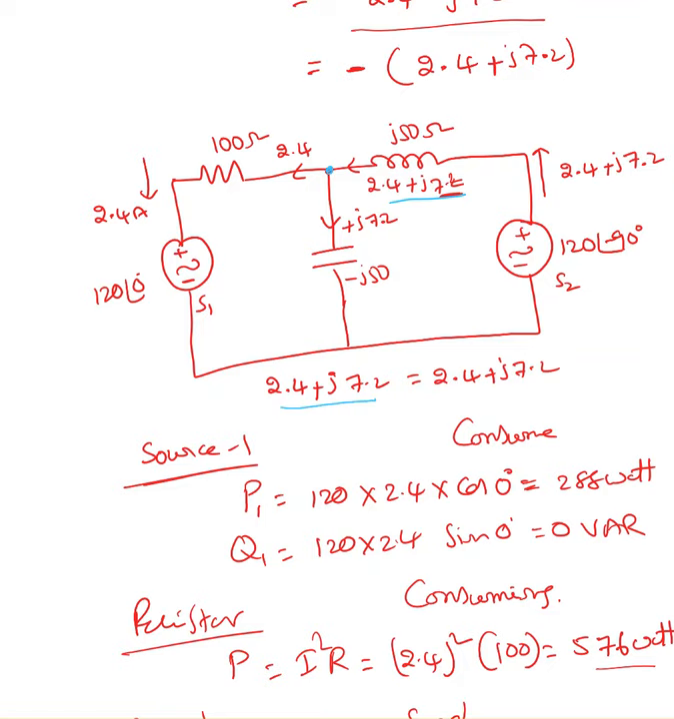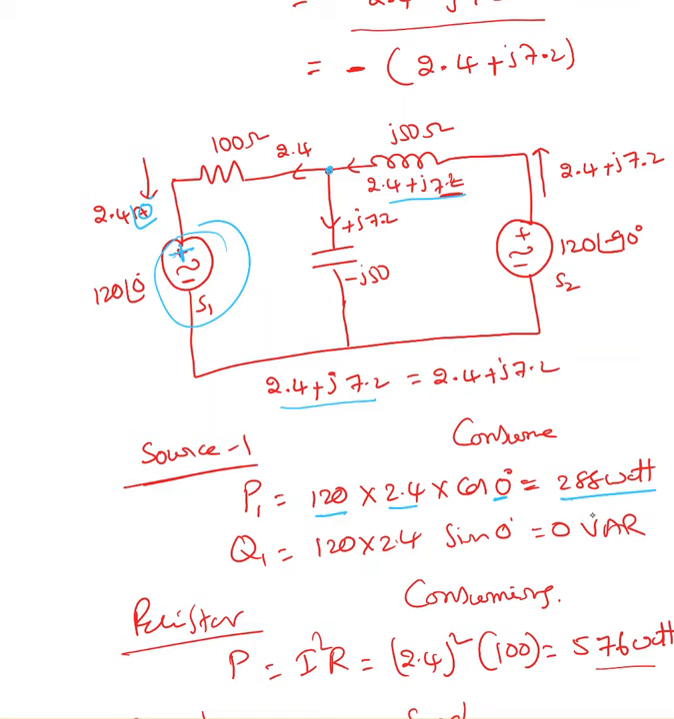Now if you look at source 1, I'm taking this as source 1, the power equals VI cos theta. V is 120 volts, I is 2.4 amperes. What is the cos theta? What is the angle between these two? This is 2.4 at an angle of 0, 120 at an angle of 0, so the angle between V and I is 0 degrees. So it is 288 watts. Is it consuming or supplying? Current is entering the positive terminal, so it is consuming. The source is not supplying power, it is consuming the power.